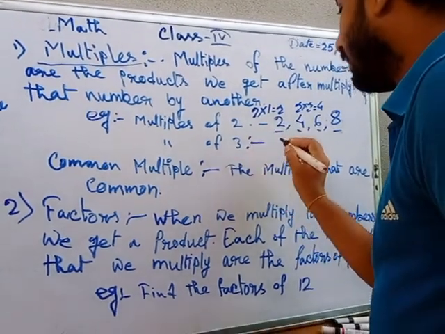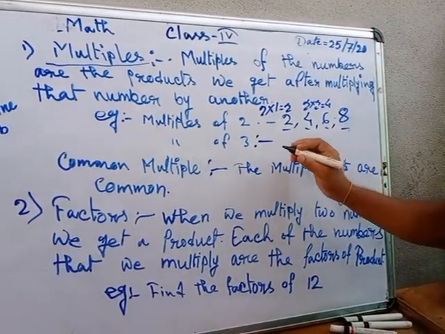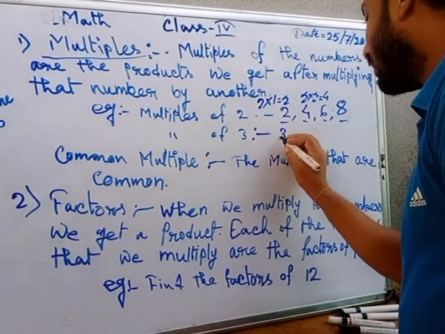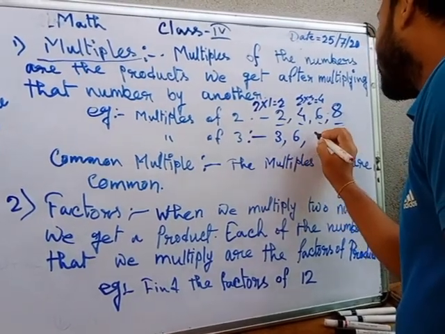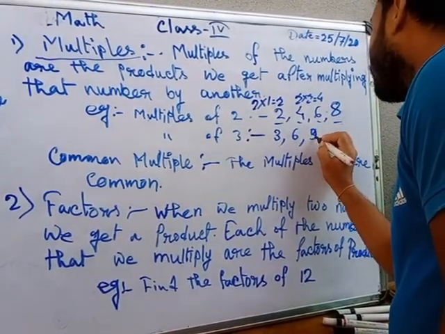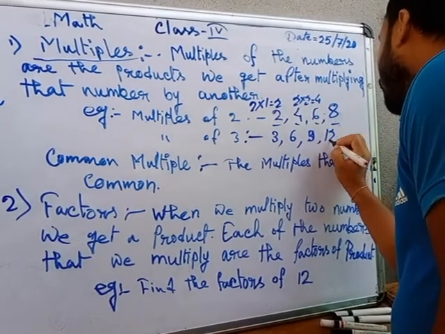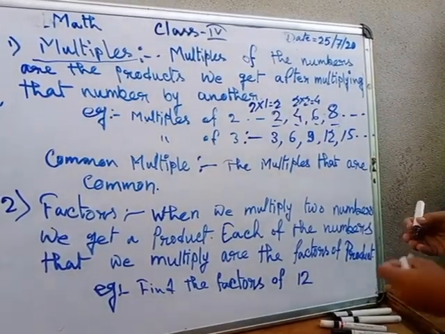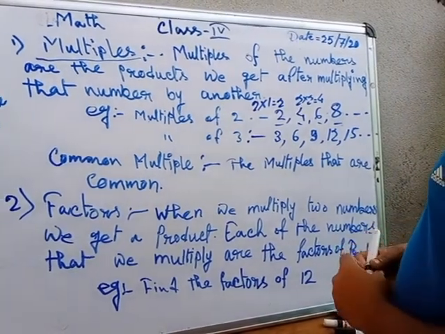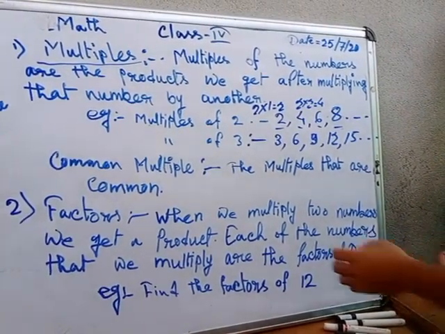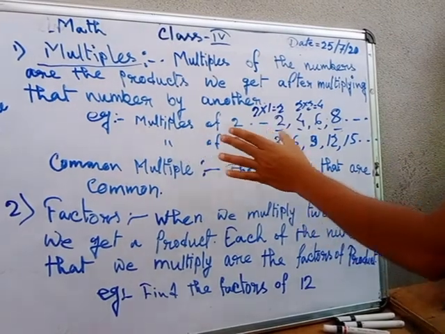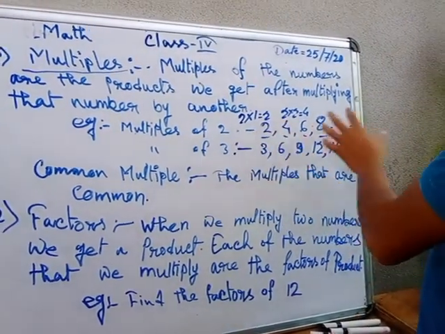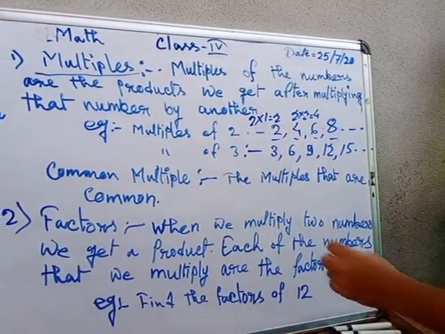Suppose we want the multiples of 3. It will be 3 1s are 3, 3 2s are 6, 3 3s are 9, 3 4s are 12, 3 5s are 15, like this. So the multiples of a number are indefinite, that means uncountable.